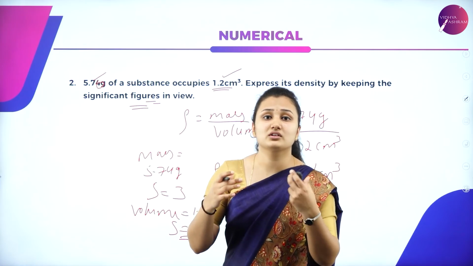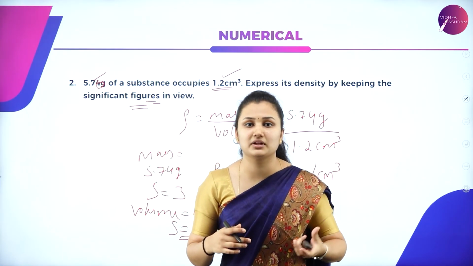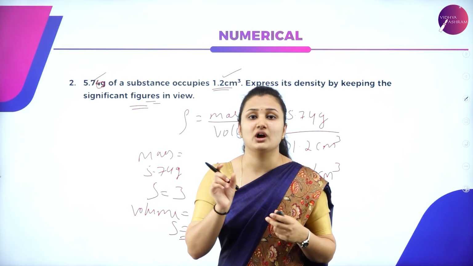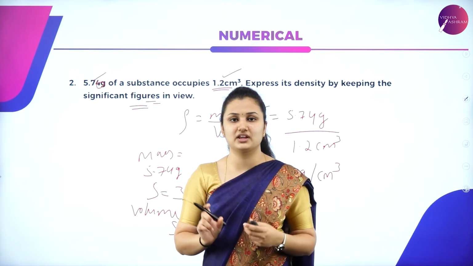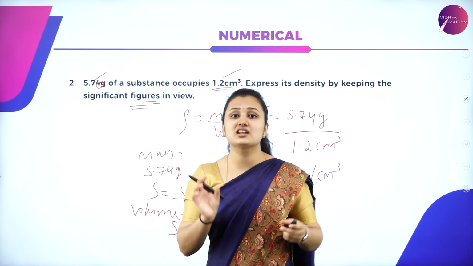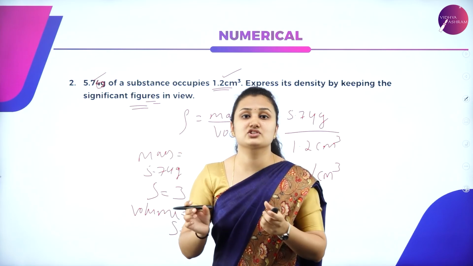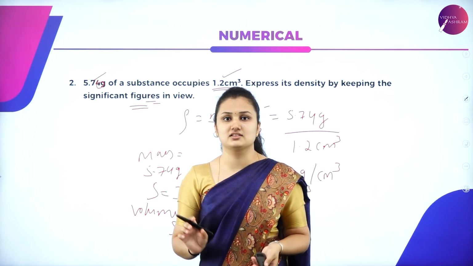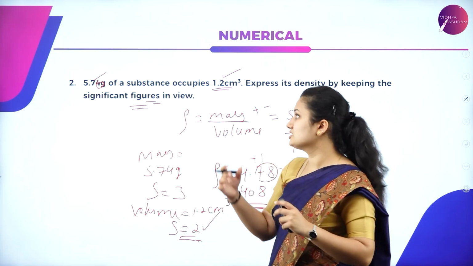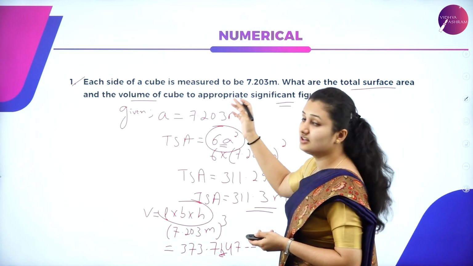After that, we saw what are the rules of arithmetic operations in significant figures. In case of multiplication or division, you consider least number of significant figures. So your answer should have least number of significant figures. If it is addition or subtraction, you should consider least decimal places. Your answer which you calculate using addition or subtraction should have least decimal places. After that, we solved two numericals. One is based on density, mass by volume, and another one is how you calculate the side.